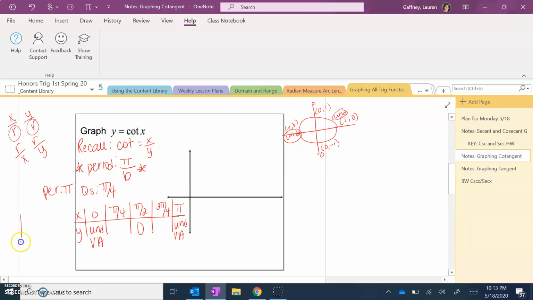Now, to do pi over 4 and 3 pi over 4, let's think about our 45, 45, 90 triangle. So cotangent, instead of opposite over adjacent, is adjacent over opposite, so it would be 1 for pi over 4. Now, 3 pi over 4, this pi over 4 is in quadrant 1. 3 pi over 4 is in quadrant 2, so it would be a -1. Okay, so let's take a look here. We have our vertical asymptote at 0.